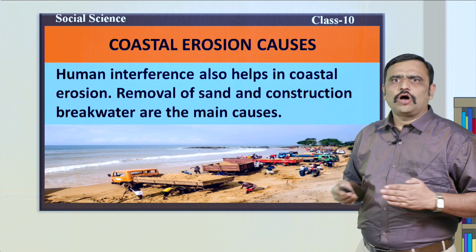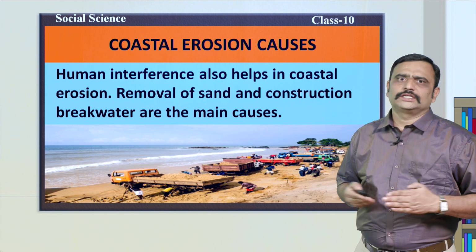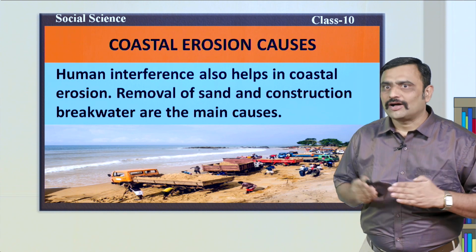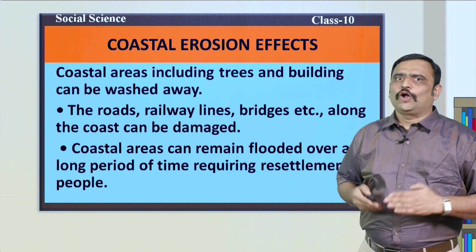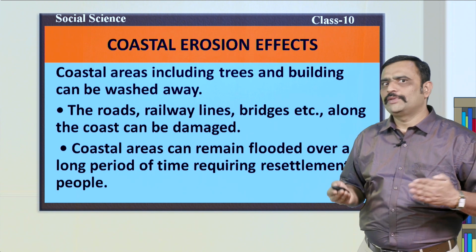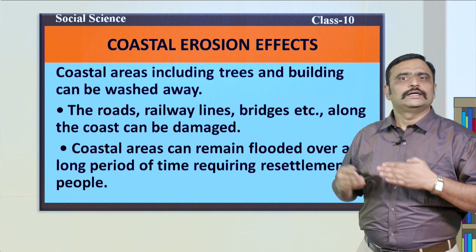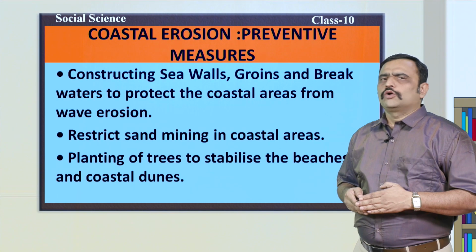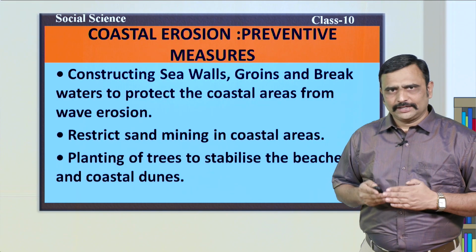Human interference also leads to coastal erosion, such as removal of sand and construction of breakwaters, which are the main causes of coastal erosion. Coastal areas including trees and buildings can be washed away. The other prominent effects are that roads, railway lines and bridges along the coast can be damaged. Coastal areas can remain flooded over a long period, creating a lot of issues related to resettlement of the people and other deadly diseases.